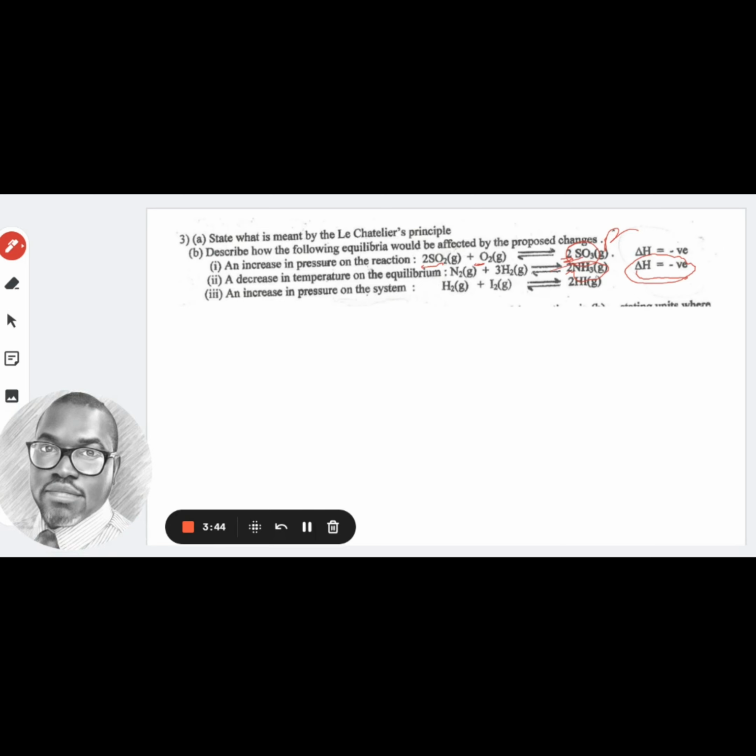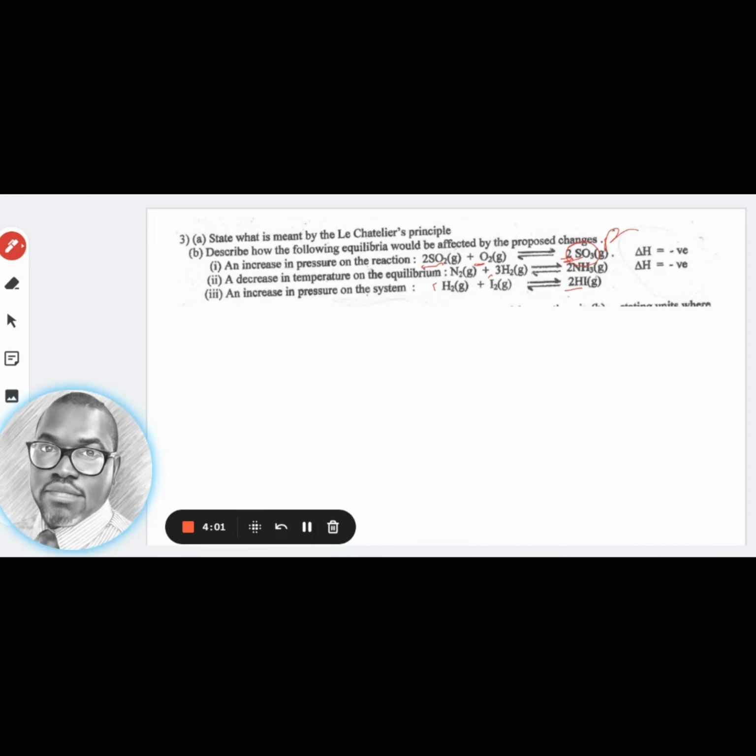Finally, an increase in pressure on the system, which is pretty much similar to the first one, an increase in pressure on the reaction. Now, in this reaction, what we have is 1 mole of gas there, 1 mole of gas there, and 2 moles on the other side. So on both sides of the equation, you have 2 moles of gases.